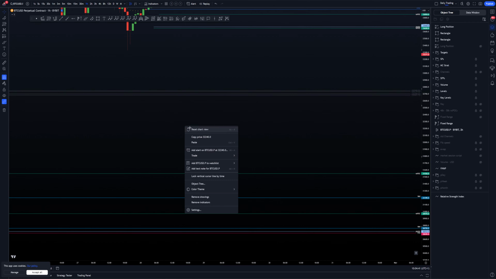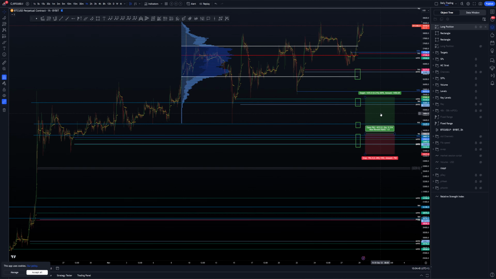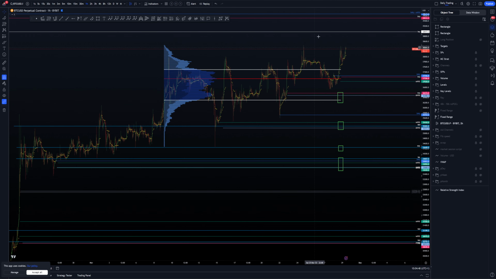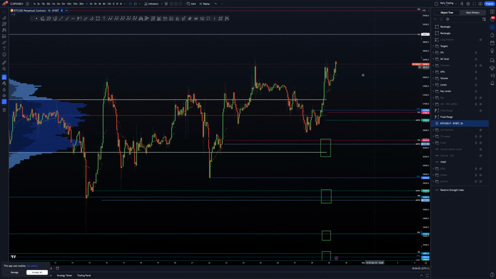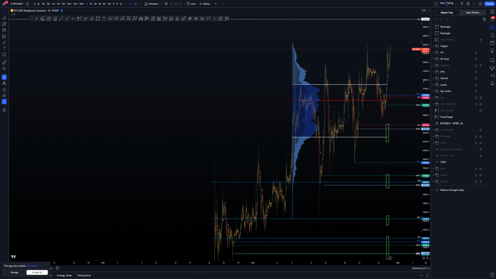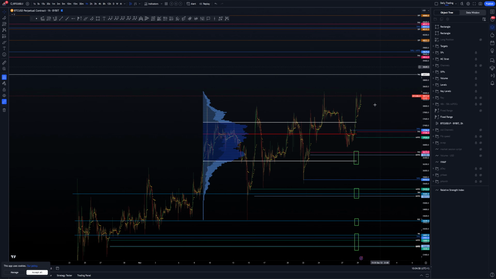Okay, 6,700. So this area right here is the support within the range we have right now, within this small, boring uptrend, if we can say that. And now we're going to look higher, and we're going to cover next if we really have to go a lot more down, and if we really have to go higher, what we can expect.